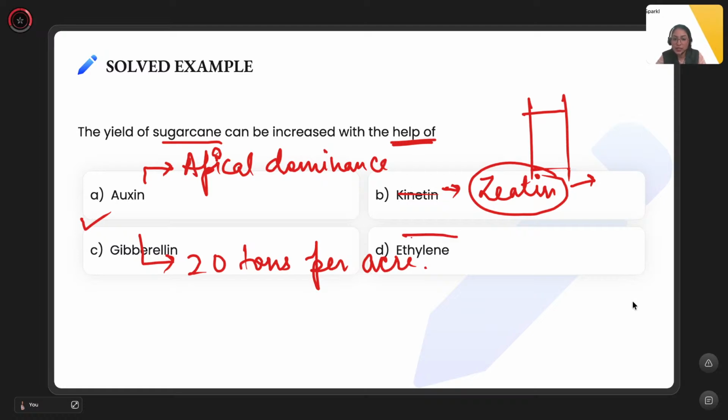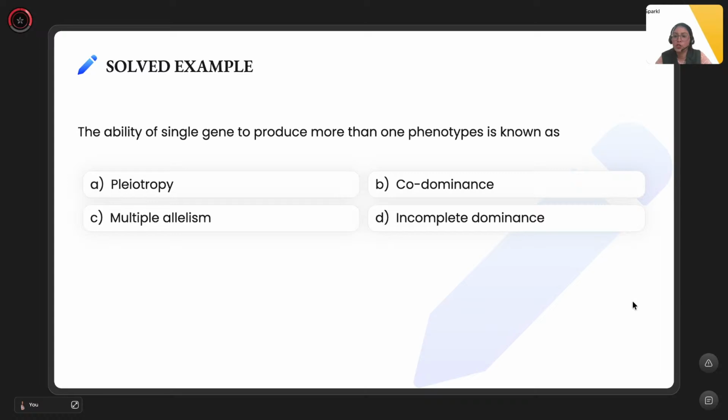And what is ethylene? Ethylene is a gaseous hormone which basically helps in ripening of fruit. Okay. So ethylene is a gaseous hormone. This you must remember, it acts as a growth promoter as well as an inhibitor. Clear? Let us move on to the next question.